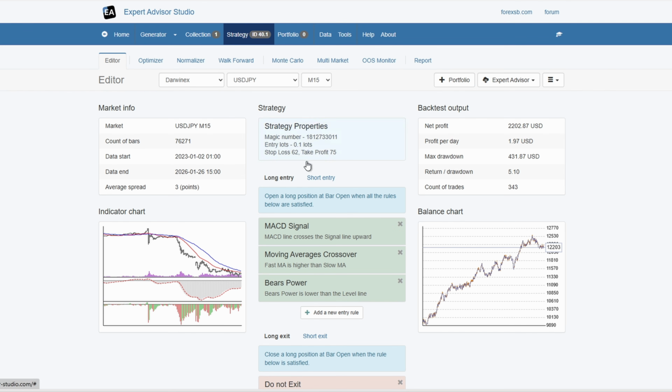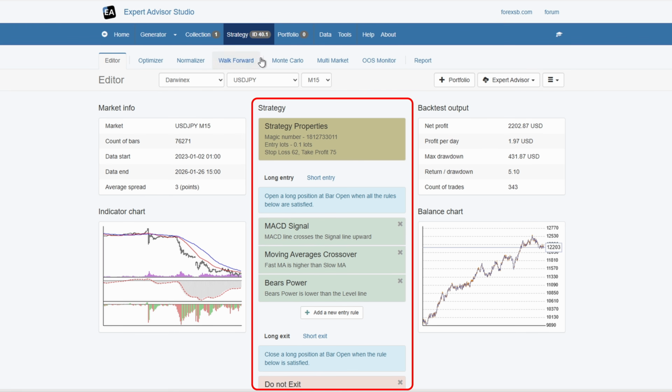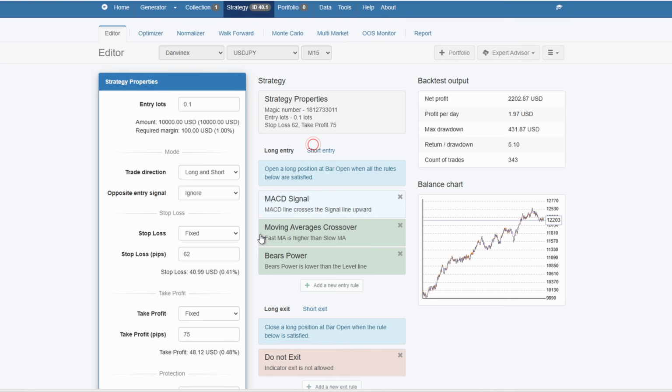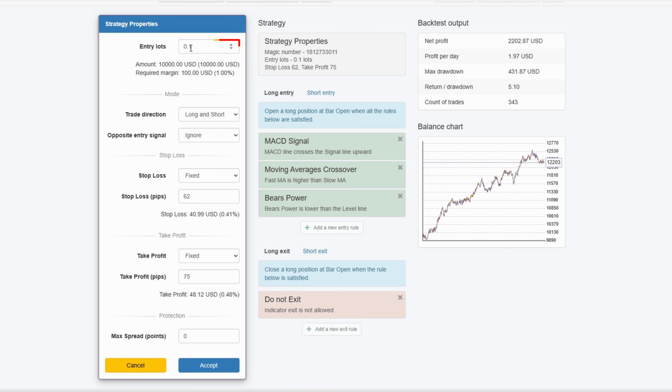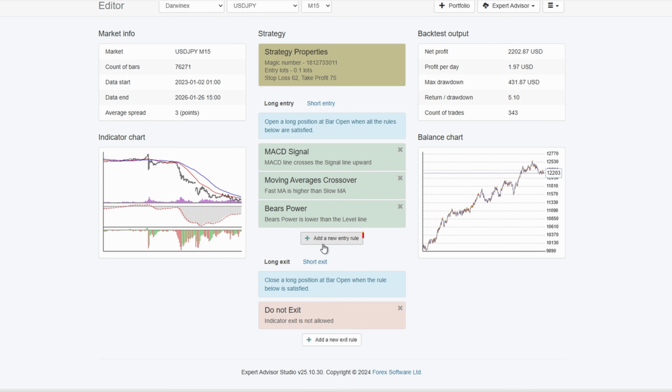Once you've done that, you can create a strategy from scratch. Just go to the strategy tab, everything will be blank, and you can just recreate this strategy. You can just open this up and copy these details. So we've got point 1, long and short, ignore, fix 62, fix 75, and max spread 0. And you can just add each rule.